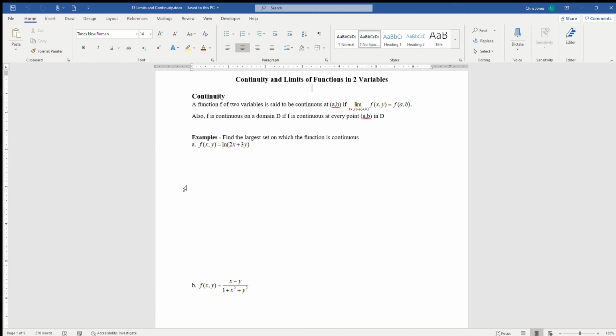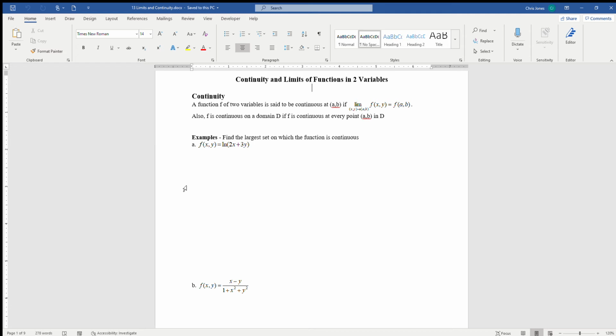And remember, in Calculus 1, we talked about the idea of continuity, and we talked about the idea of a limit of a function in one variable. Well, we're going to extend those to the fact that we can do the same thing in two variables. So when we talk about continuity, continuity basically means that if you can substitute a point (a, b) into a function of two variables, and that function exists, then it's continuous at that point. In other words, if (a, b) is in the domain of that function, then it's continuous at that point (a, b).